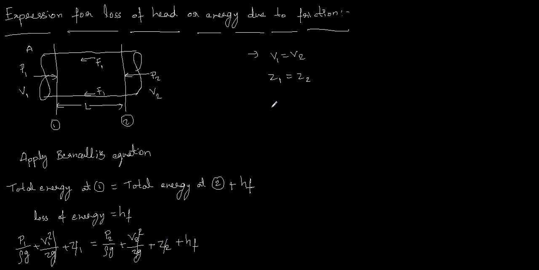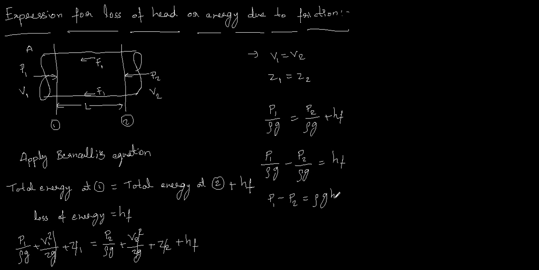So finally the modified equation will be p1 by rho g is equal to p2 by rho g plus hf. So I want to take p2 by rho g to the left side. Now we can write it as p1 by rho g minus p2 by rho g is equal to hf. After taking rho g as common, we can write the equation as p1 minus p2 is equal to rho g hf. So we can write the equation like this after modifying according to the conditions we have assumed. Assume this equation as 1.